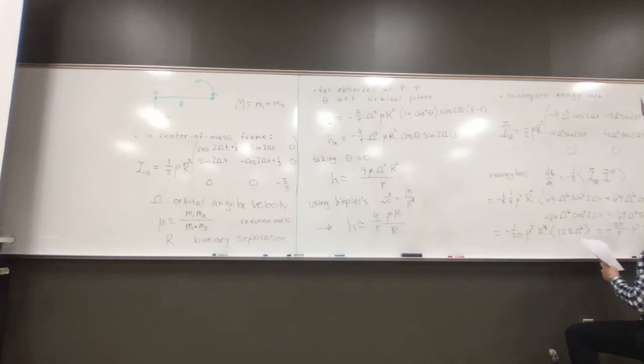Okay, mu squared r to the 4th, omega to the 6th. Better? Yes. All right, so that's our energy loss rate. Goes like the reduced mass squared. Their separation, very high-powered separation, right, to the fourth. But then also it goes like the angular speed to the sixth. As the binary evolves, what happens to R and omega?